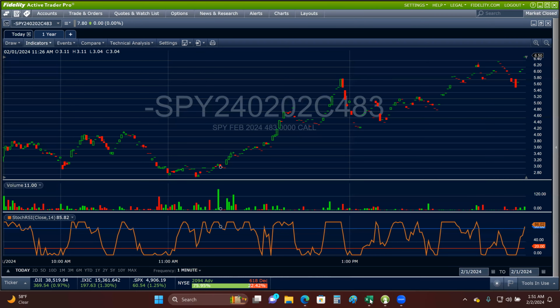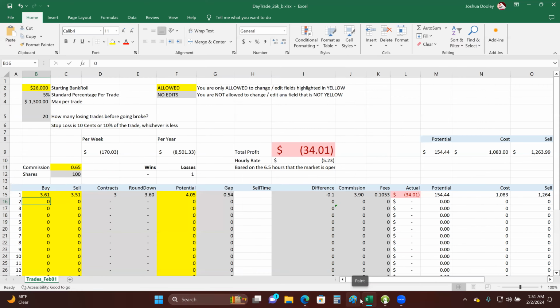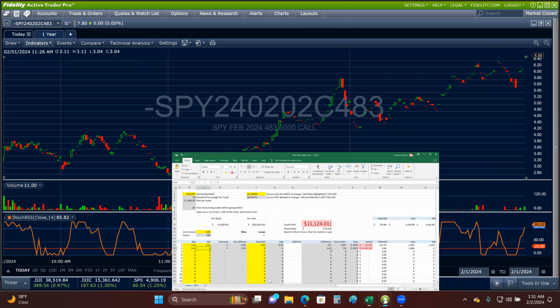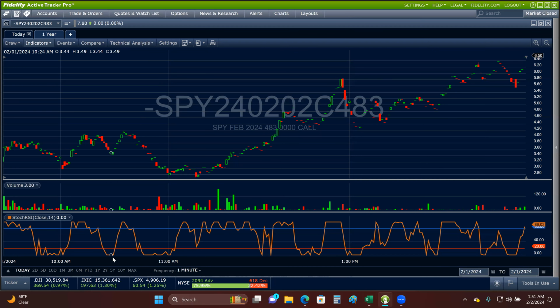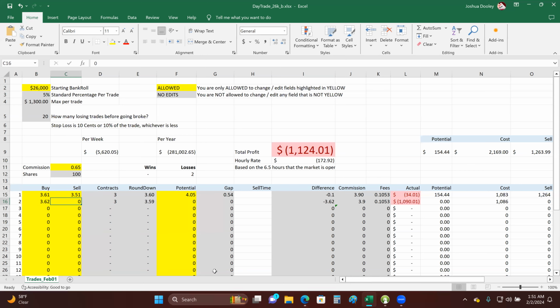So I'm going to take my entry there. Happens to be just a penny more than my first trade. Okay, and then it continues to go down. It actually had a low of 3.42, which is below 3.52. So I actually end up taking a stop loss on that one as well.